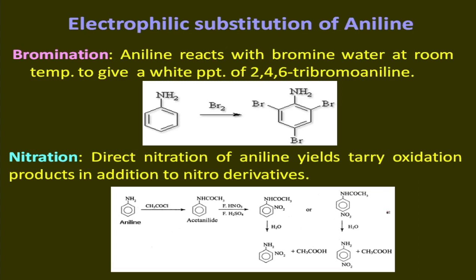For nitration of aniline, direct nitration does not take place; first acylation takes place, giving acetanilide. Then nitration is done with HNO3. After nitration you get ortho nitroaniline or para nitroaniline. Two products.